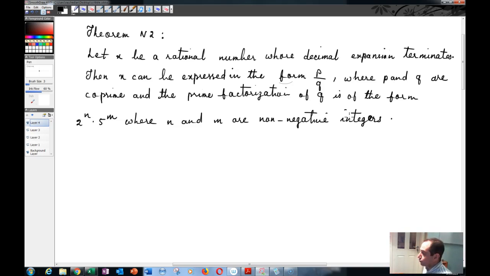So now we want to know if the converse of this is also true. The converse of this theorem would be: if you have a rational number in the form p by q, where p and q are co-prime, and the prime factorization of q is of this form, then whether the decimal representation of that number is terminating. It turns out that the converse is also true.